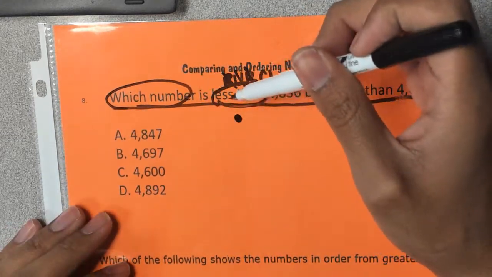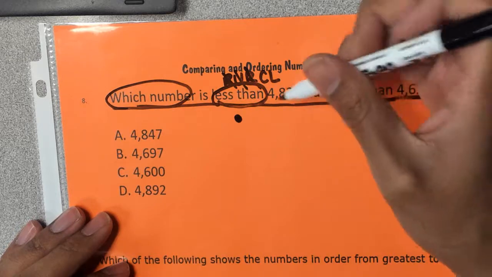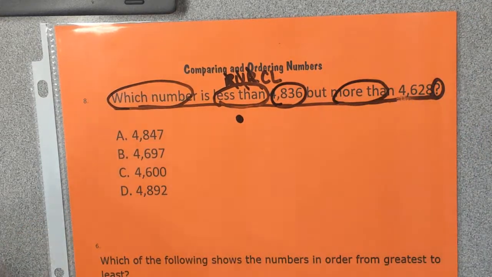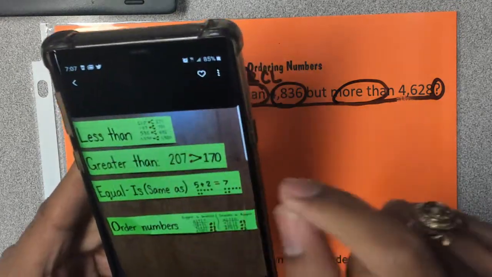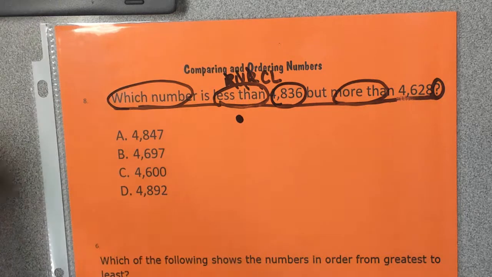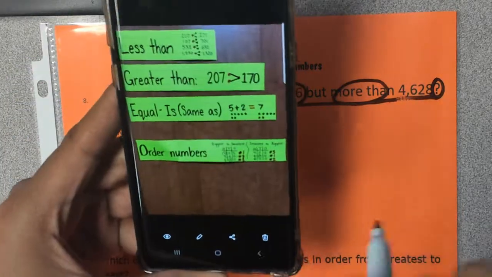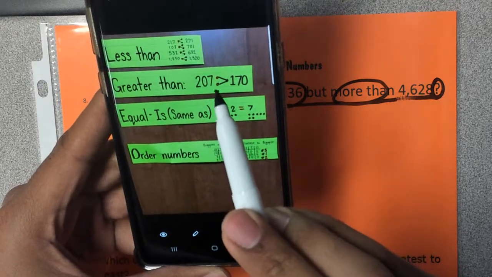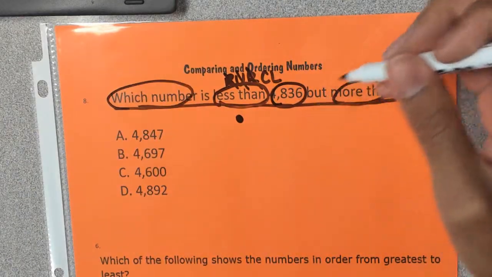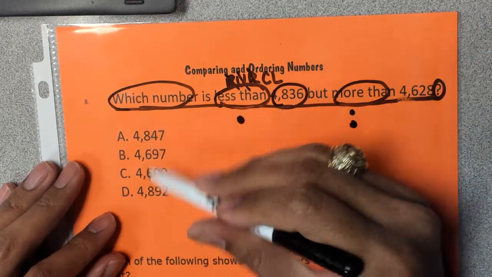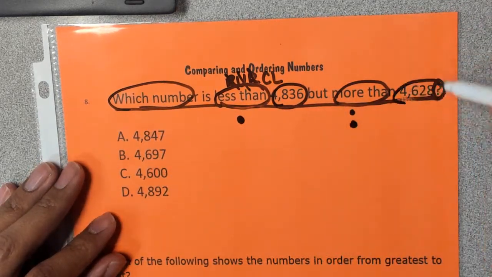So it's going to be less than, so one of these numbers is going to be less than this number, but more than. If we take a look at our word wall, more than is the same as greater than, and the number that's greater than gets the greatest number of dots. So that's 2 dots. So I'm going to put in my 2 dots right here. And one of these numbers has to be more than this number.